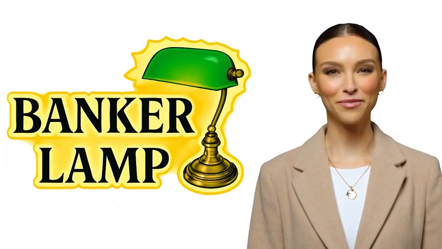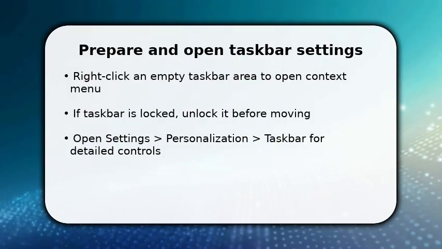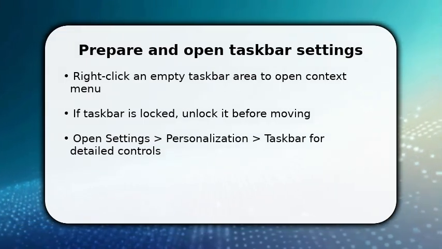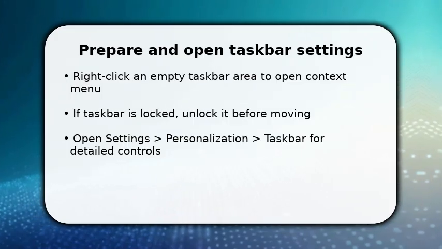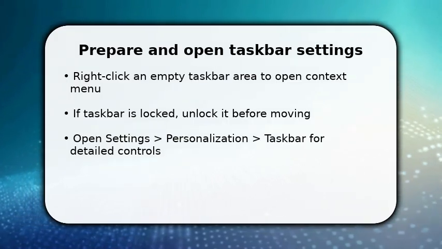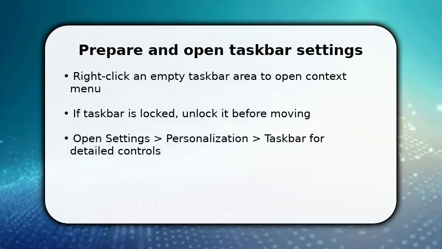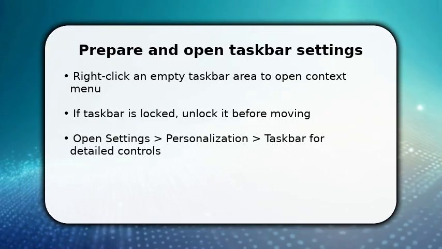Please enjoy the video. You start by opening the taskbar controls. Right-click an empty area on the taskbar and check whether it is locked. If it is locked, click Unlock so you can move it. Once unlocked, open Settings, go to Personalization, then Taskbar to access alignment and behavior options.